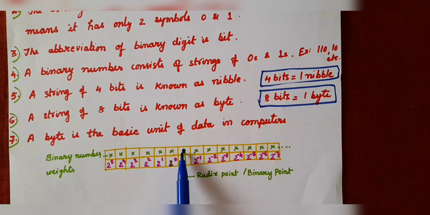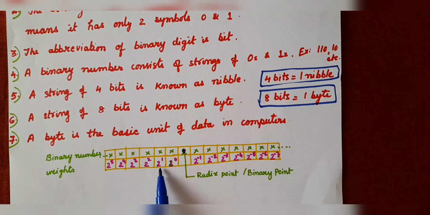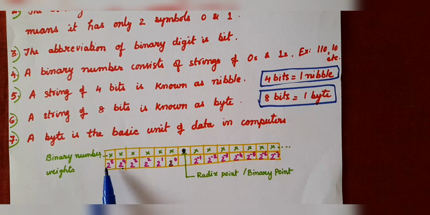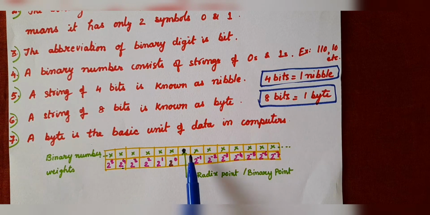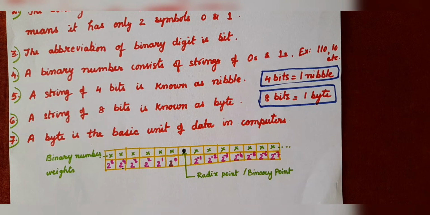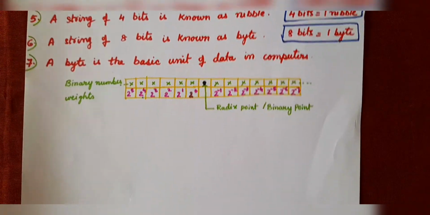Coming to the integer part, the immediate bit will be multiplied by 2 to the power 0 and the next bit will be multiplied by 2 to the power 1, then 2 to the power 2, 2 to the power 3, 2 to the 4, 2 to the 5, 6 and so on. Each bit is multiplied with these weights to convert a binary number to a decimal number. Let us do a problem.